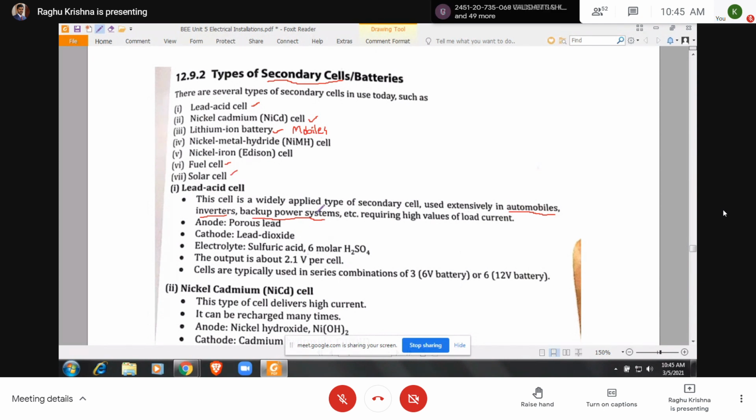If you have a computer lab, you will see these batteries there. The batteries are connected and provide uninterrupted power supply to the computers, so backup power systems, etc., requiring high values of load current. This will provide high values of load current.